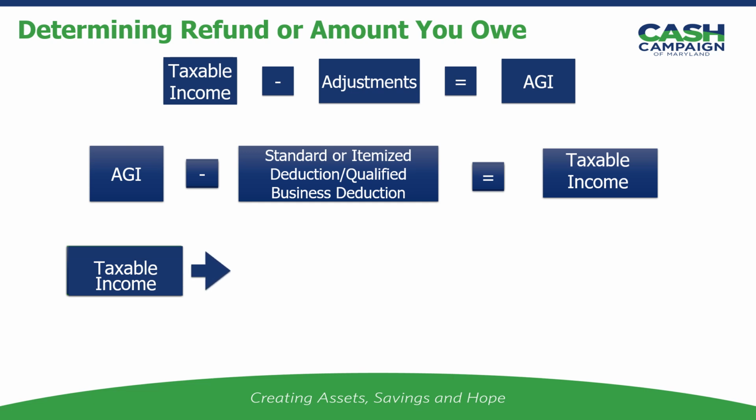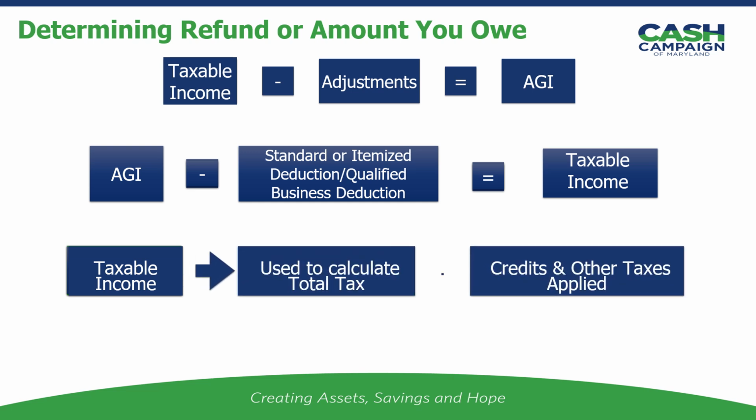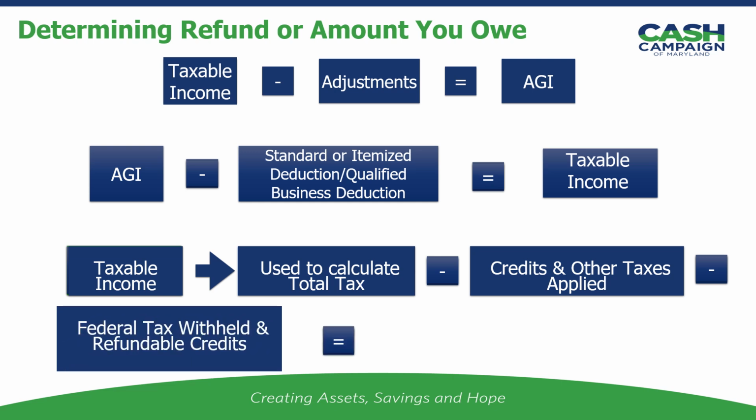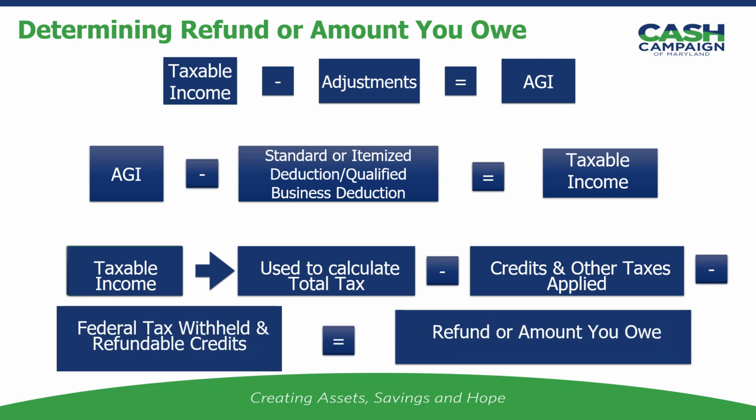Total tax is determined by the range of the taxable income found in the tax tables. Once the tax is determined, credits and other taxes are then applied, and prepayments such as the federal tax withheld or refundable credits are applied. If the prepayments are more than the tax, the client will have a refund. However, if the tax is more than the prepayments, there will be an amount owed.